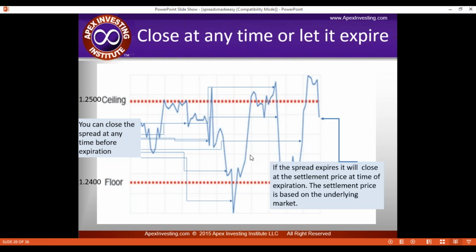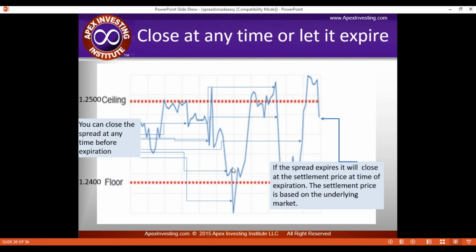Now, if I do hold it all the way to expiration, okay, if the spread expires, it will close at the settlement price at the time of expiration. The settlement price is based on the underlying market. So what do I mean by that? Let's say that I bought it down here at 24.10. The market came all the way up and it hit the ceiling. Remember what I said, when it hits the ceiling, that's the most I can make. But does it automatically close out my trade, or is the trade still open? Trade's still open, right? The trade will stay open until expiration or until I close it.